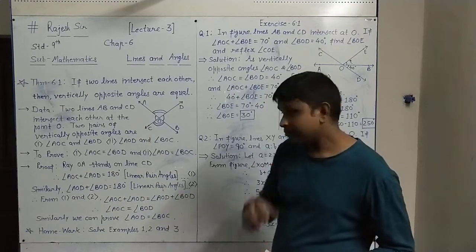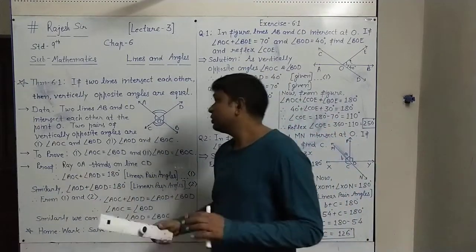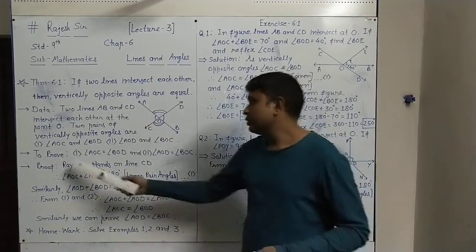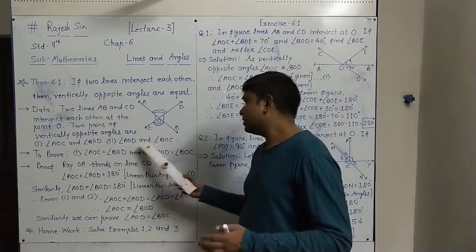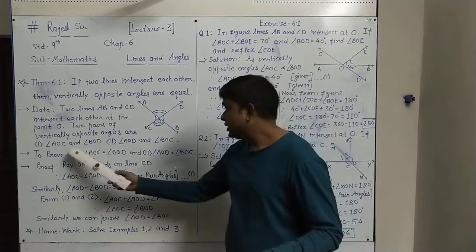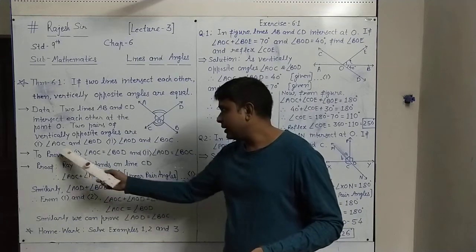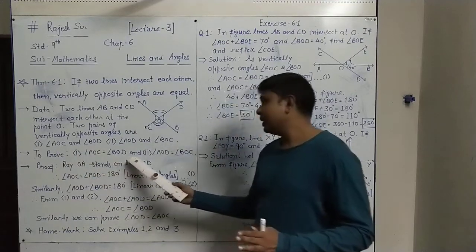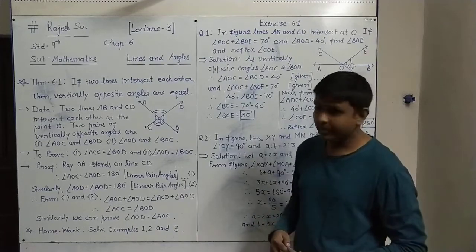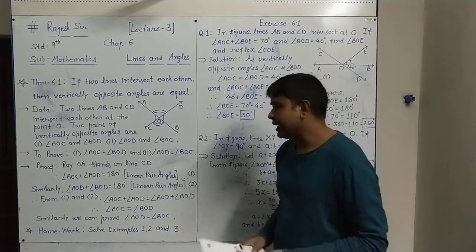And what to prove? We want to prove that these vertically opposite angles are equal. That is what we have to prove. So angle AOC equals angle BOD and angle AOD equals angle BOC. That is what we want to prove. It is a very simple proof.